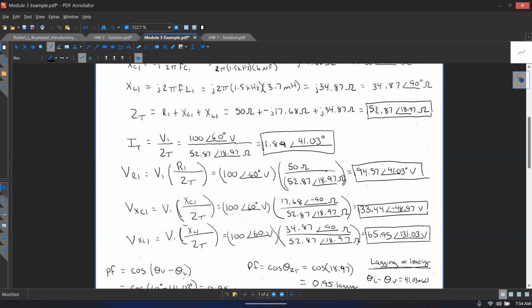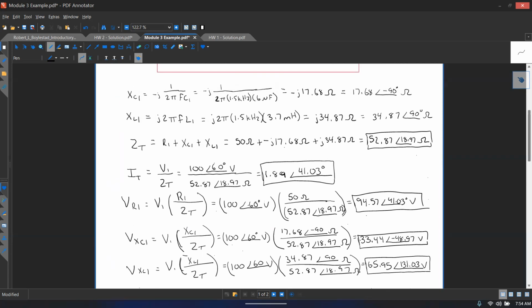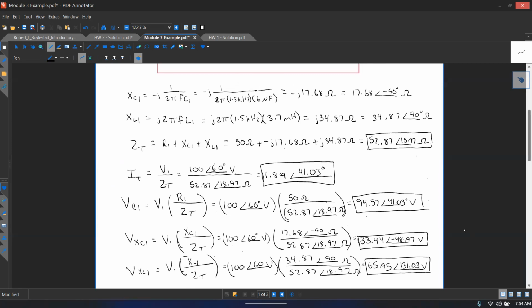Another way you could have determined whether it's lagging or leading is to look at your impedance. All right. So if your impedance has a positive angle, then it's always going to be a lagging power factor. If it has a negative angle, then it's going to be a leading power factor.